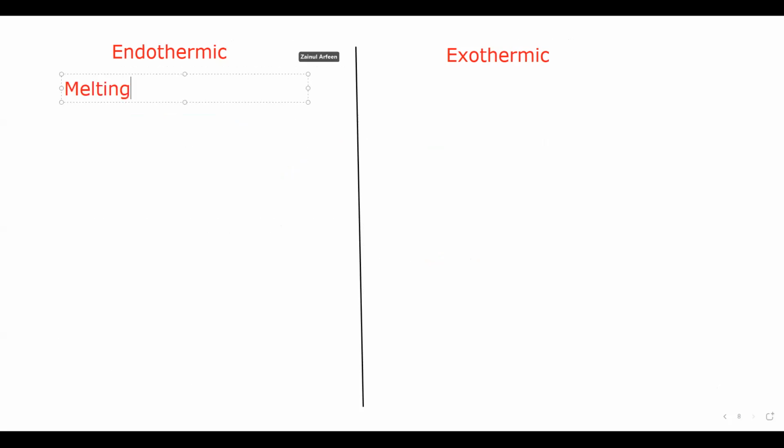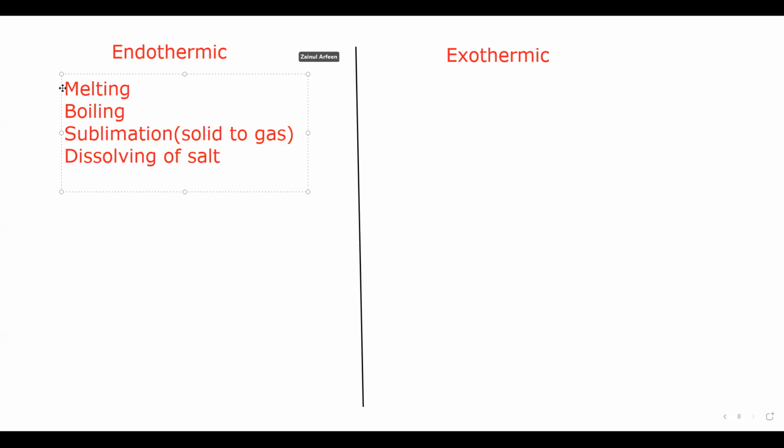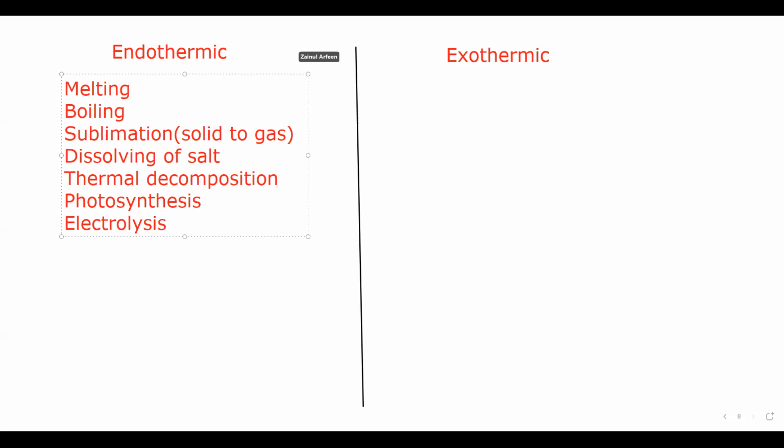Melting, when solid converts into liquid, boiling, when a liquid converts into gas, sublimation, in which a solid turns into gas, dissolving of salt, photosynthesis, thermal decomposition, electrolysis, in which we supply electrical energy. These are examples of endothermic.